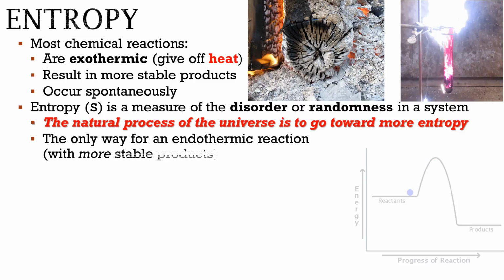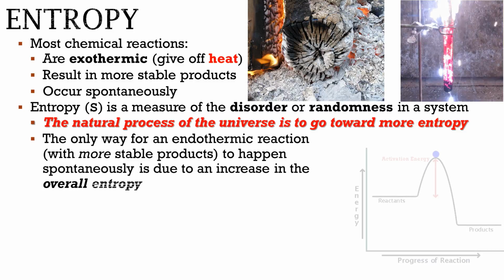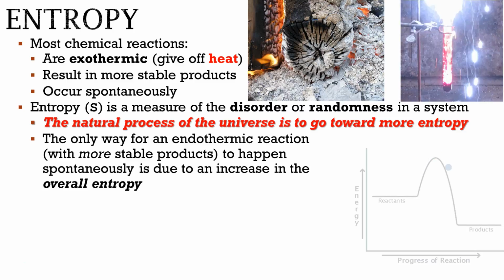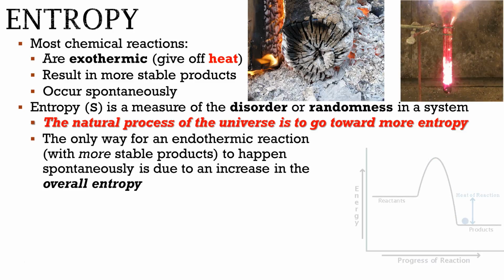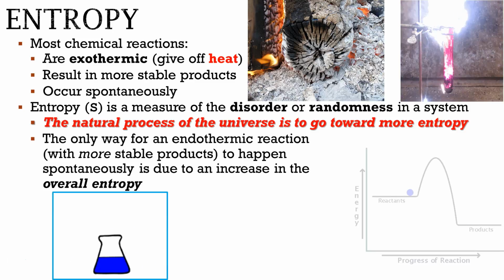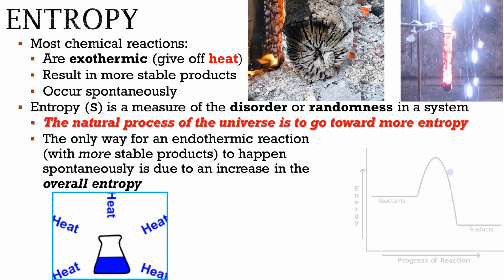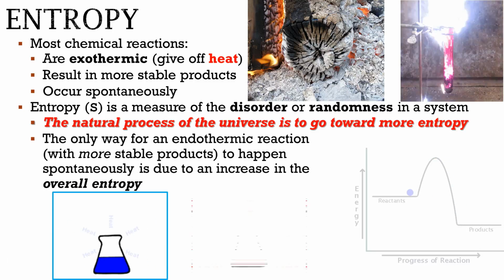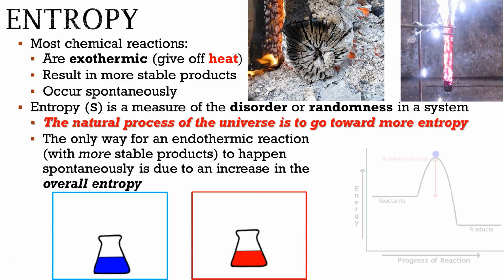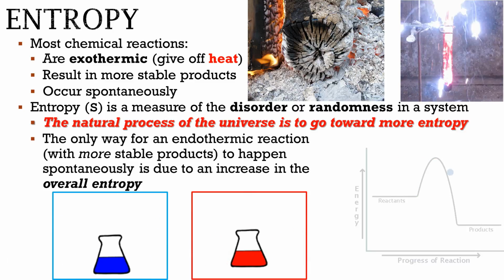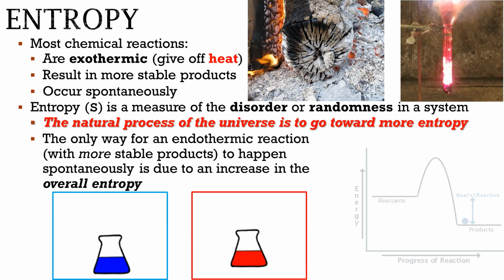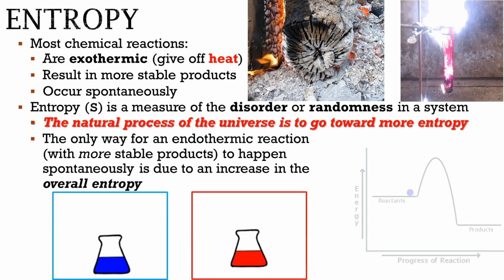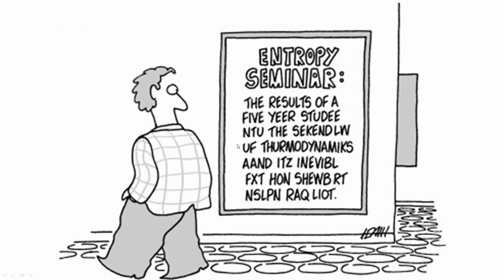The only way for an endothermic reaction, something with less stable products, to happen spontaneously is due to an increase in the overall entropy of the system. So here I have an endothermic reaction where heat is going in. That is entirely possible that that could happen, but that must result in more disorder and more randomness in the system. Exothermic reactions, which we're kind of used to by now, those of course it's easy to see why those happen. They're losing energy going toward more stable products.